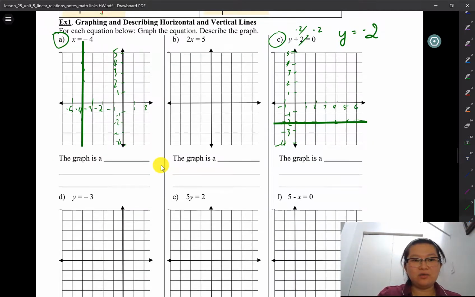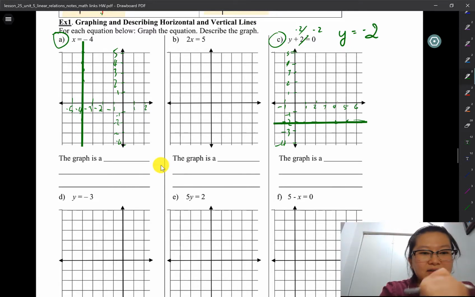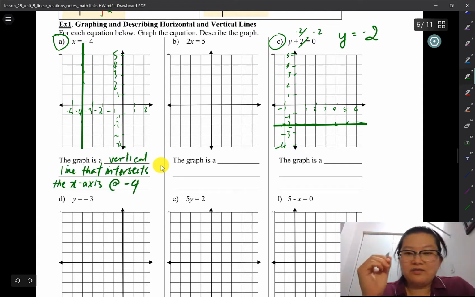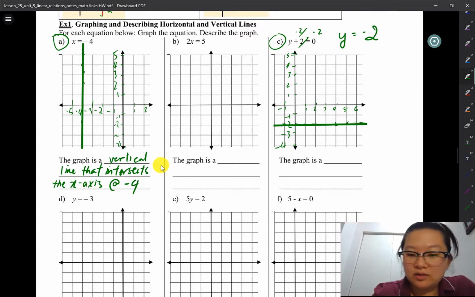So here below we have a few examples. I'm just going to fill out some of these describing the graph. So for example 1a, my graph is a vertical line that intersects the x-axis at -4. And then for example 1c, I have a horizontal line where it intersects my y-axis at -2.